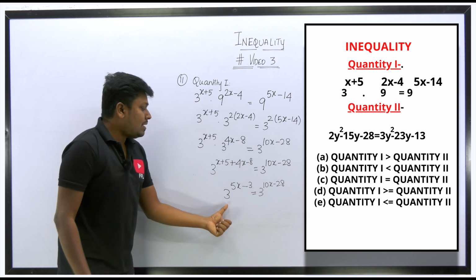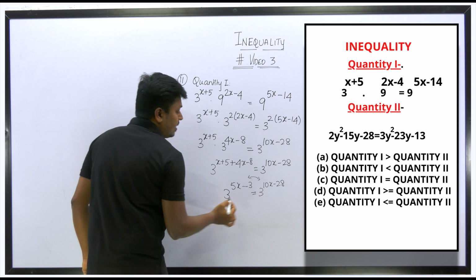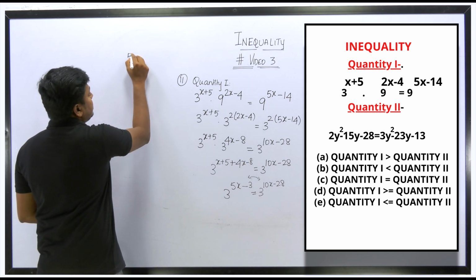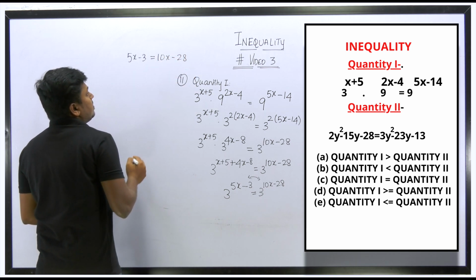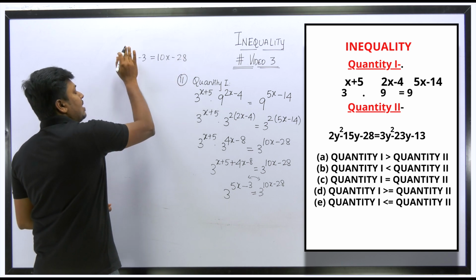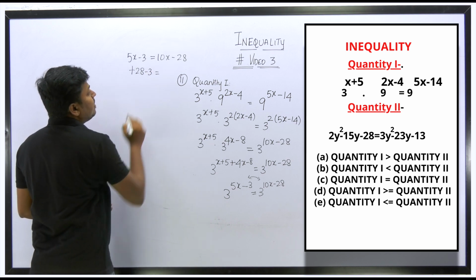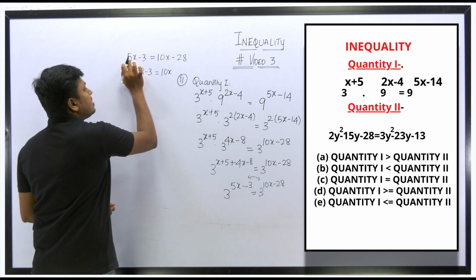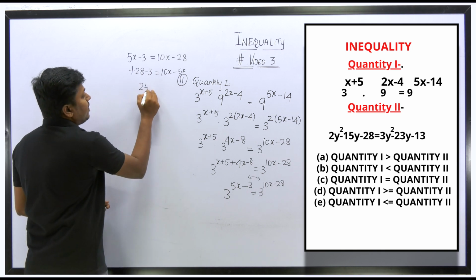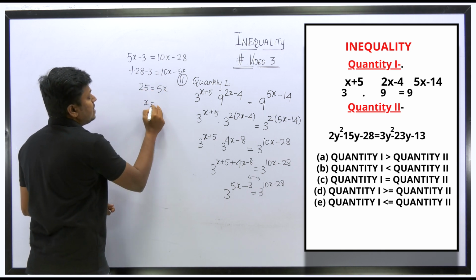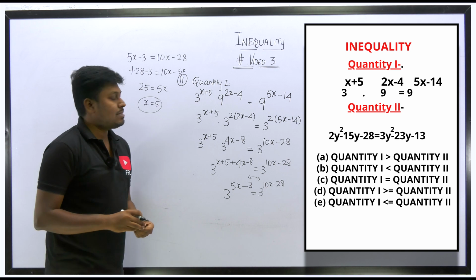Now you can see the base 3 is on both sides of the equal to. So you just need to equate the powers, right? So this can be written as 5x minus 3 is equal to 10x minus 28. When you bring the minus 28 towards the left hand side, it becomes plus 28. So plus 28 minus 3 is equal to 10x, and when you bring this 5x towards the right hand side, it becomes minus 5x. Got it? So we can say that 25 is equal to 5x, so x is equal to 5. Finally we got the quantity 1 answer, that is the value of x is equal to 5.